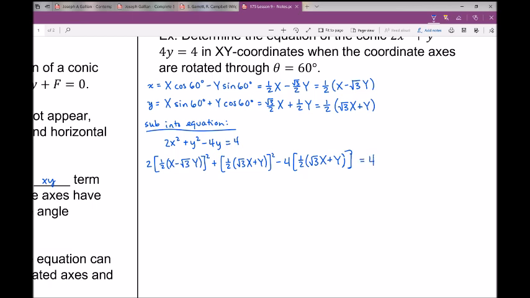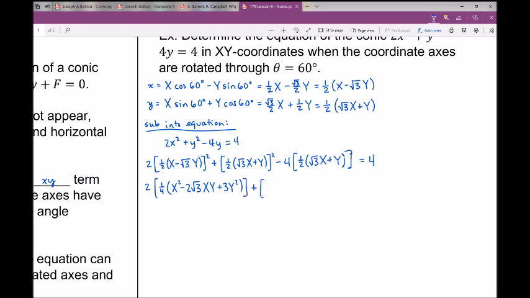Alright, so now all we need to do is just simplify this. Okay, and so be really careful when you're multiplying out all of these binomials because it can get a little tricky. So let's start by squaring these things. So we get 2, and if we square the 1/2, we get 1/4. And then if we square that binomial, we get x squared minus 2 root 3 xy plus 3y squared.